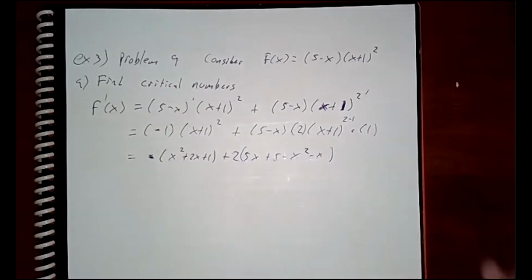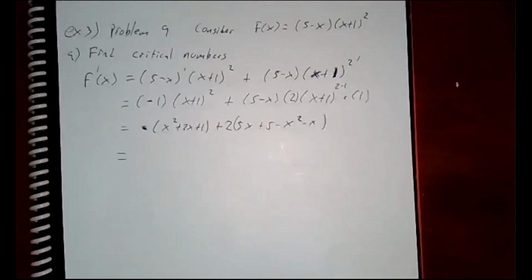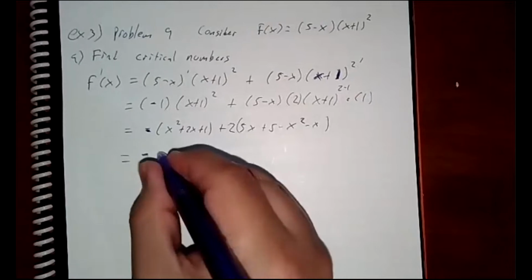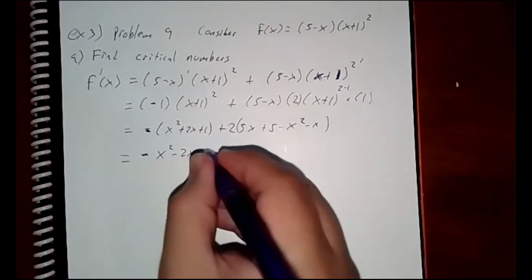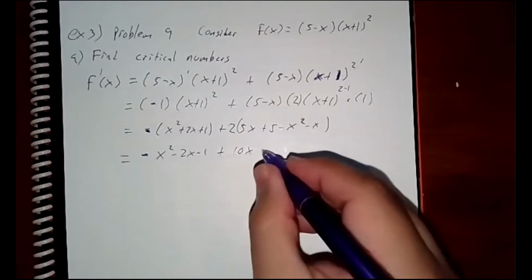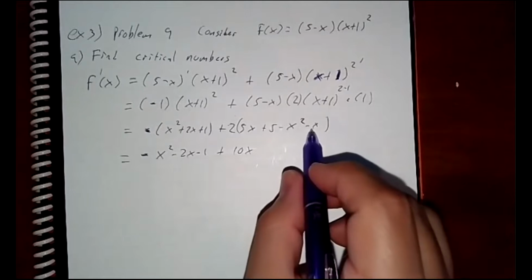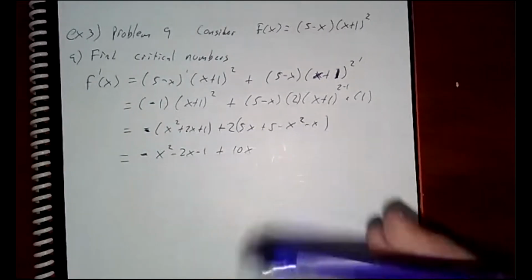I'm just going to move the 2 in front and worry about it later. I'm just multiplying stuff out. I'm not doing anything fancy. Distribute the 2, that'll give us this. Actually, I could combine these. Well, I'll have to combine it later.